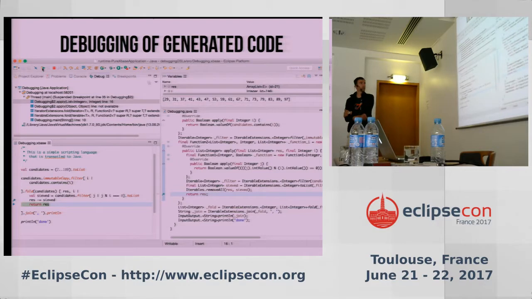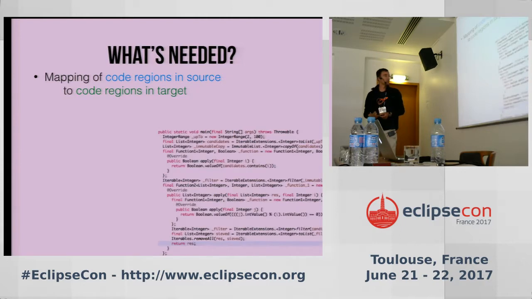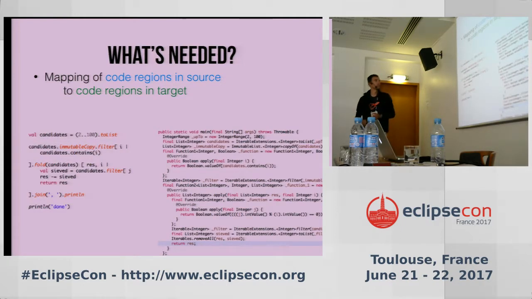Let me point this out a little bit. What is required for debugging in a DSL? The fundamental thing is we need to inform the IDE which part of our program, like this statement or this one, maps to which parts in the generated code. So how is the relation between the source code in the DSL and the target code that is generated?